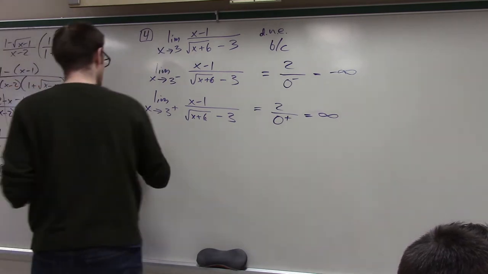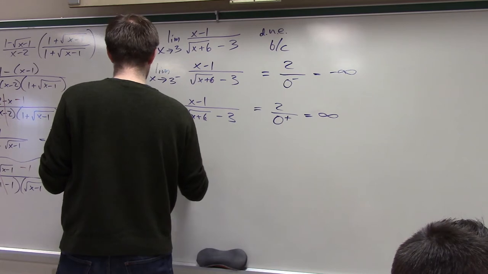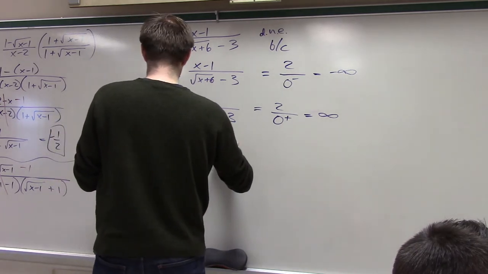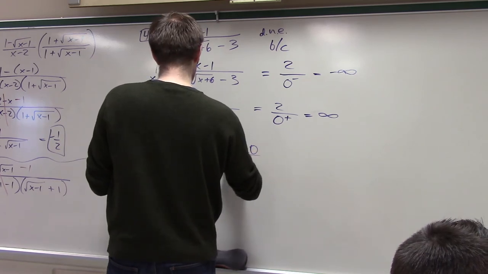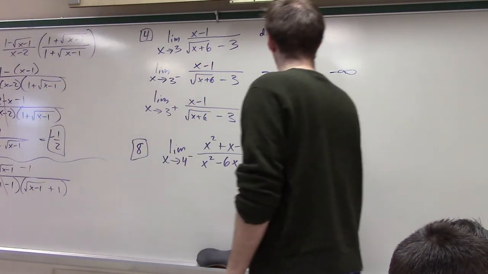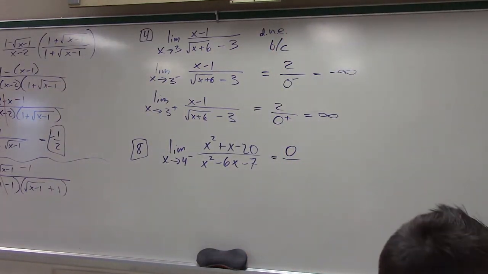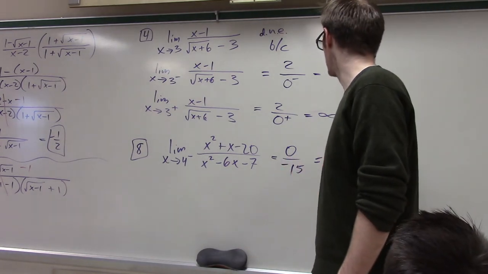There was. Number 8. Number 8 was also kind of like a problem which seemed like you had to do a lot of things, but really you didn't. I think this problem might have been a mistake, which then I just decided to leave. But you can factor it and stuff, but you don't actually even need to, because when you plug in 4, on the top you get 0, and on the bottom you get something which is not 0. 16 minus 7 is 9 minus 24, so you get negative 15. So this is just 0.